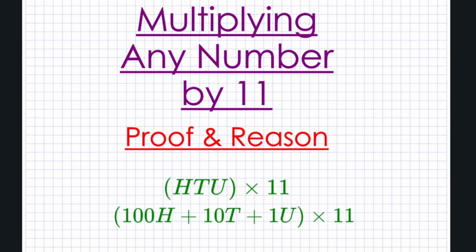In the next video, you'll see the reason why this trick for multiplying any number by 11 works. We'll create an algebraic proof for any number with 3 digits and show why the pattern works. And then extend it to any number with any number of digits.